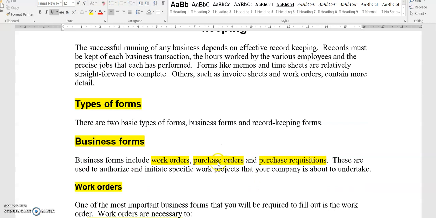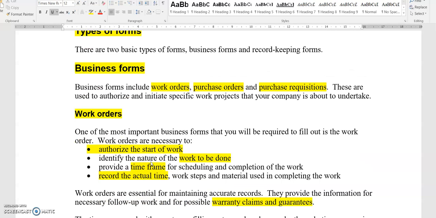In business forms, you may have heard of purchase orders. So that's a purchase order, PO number, and then that is accompanied by a number. So PO and then number. Or you may have heard of work orders, or you may have heard of purchase requisitions. So those three are business forms that you may end up dealing with.